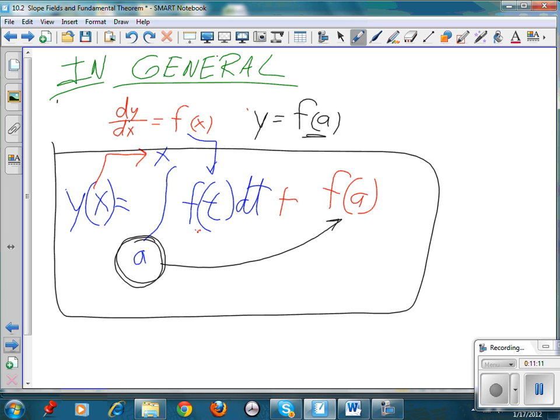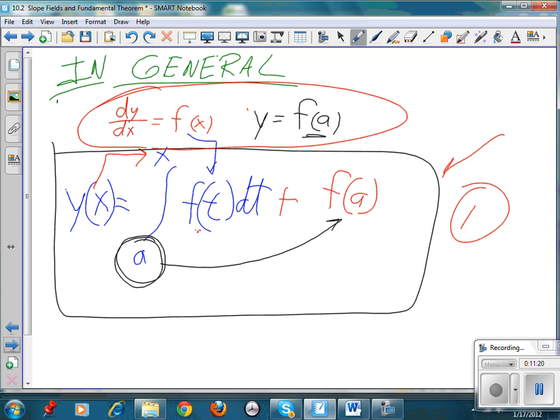But in general, if you're given an equation that looks like this, whether you can integrate it or not, you can come up with an answer that looks like answer 1. I'd suggest you just use this, though, when you can't find the antiderivative of this function.